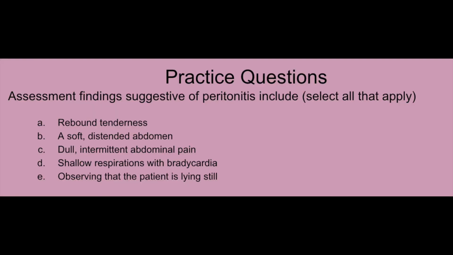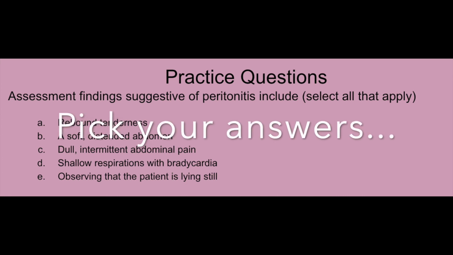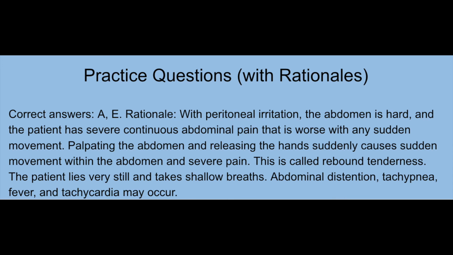Assessment findings suggestive of peritonitis include: A. Rebound tenderness, B. A soft distended abdomen, C. Dull intermittent abdominal pain, D. Shallow respirations with bradycardia, E. Observing that a patient is lying still. The correct answers are A and E. Please pause the video for further information.